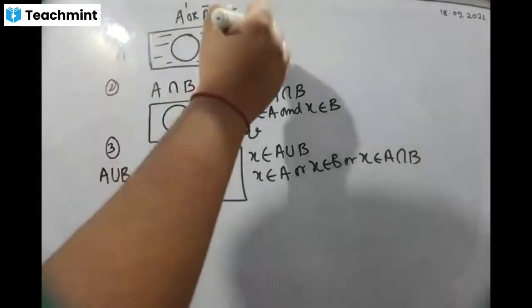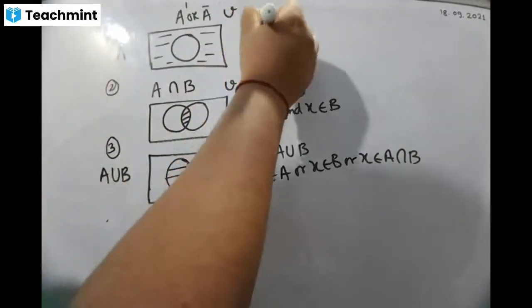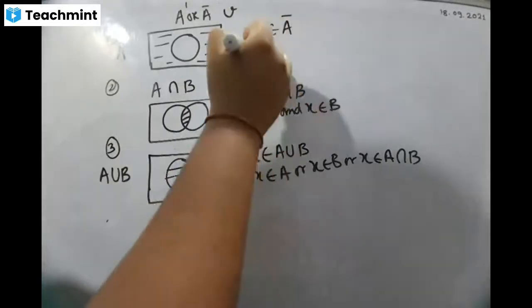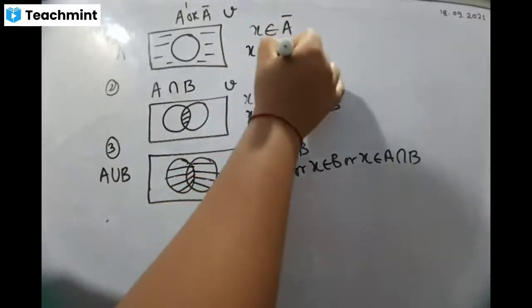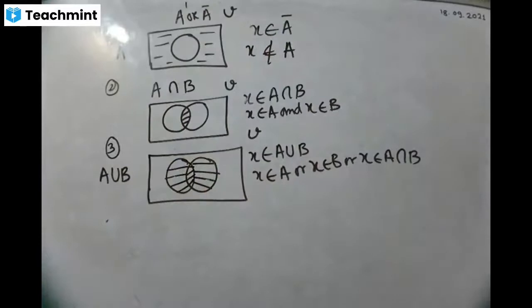And look at this. Complement means if X belongs to A complement, then X does not belong to A. So what does complement mean? If an element is an element of a set A complement, then that element does not belong to A. Okay, so once I complete this, then I'll explain everything once again.